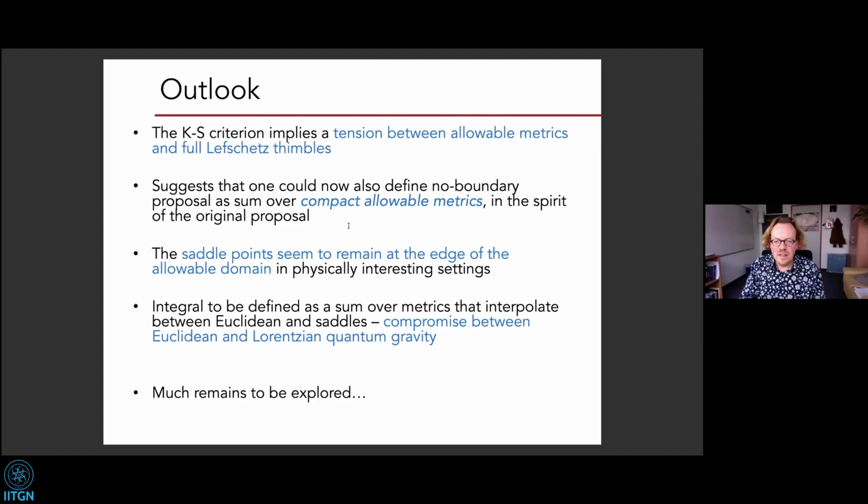Now, one interesting consequence is that it forces you to take only partial steepest descent contours as integration contours, but these have the funny property that they give a compromise between Euclidean and Lorentzian quantum gravity. And yes, I think this is just the beginning. These are the very first steps in exploring what this criterion really means, and much remains to be explored. So thank you for your attention.